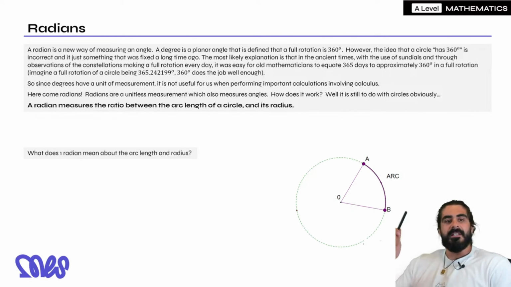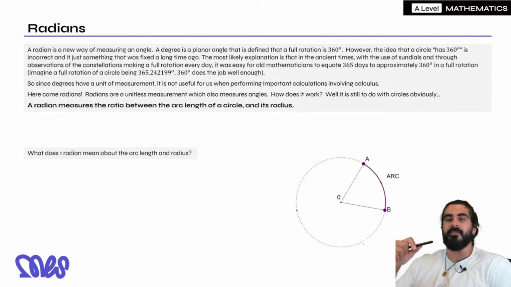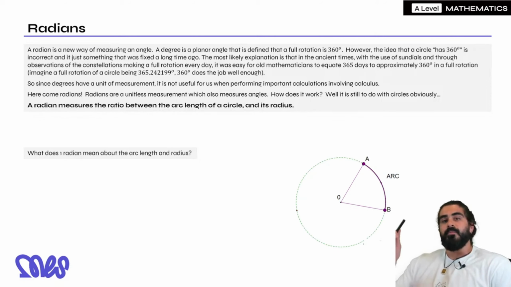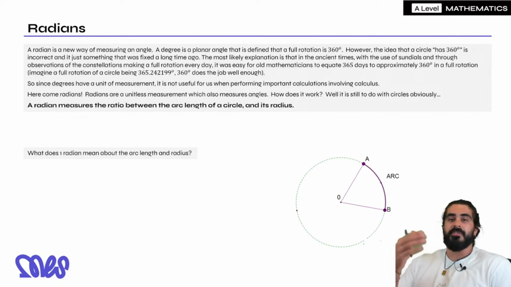Since degrees have a unit of measurement, they are not useful for us when performing important calculations involving calculus. When we do calculus like differentiation and integration, like you've done already in year 12, we don't like things with units because then you have to do all kinds of conversions. Now here come radians. Radians are a unitless measurement which also measures angles. How does it work though?